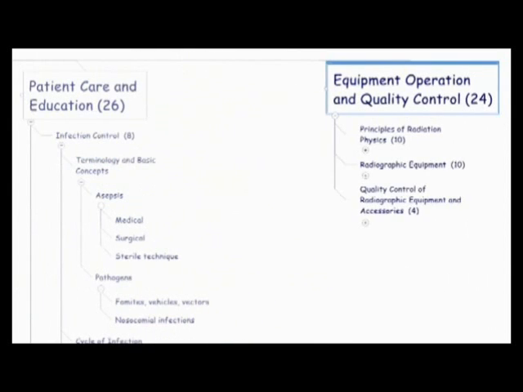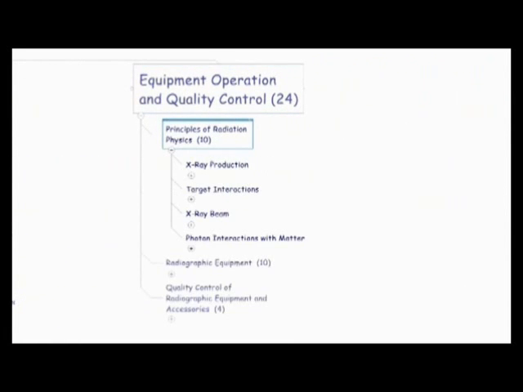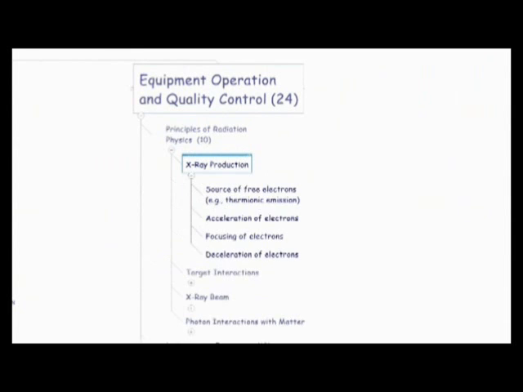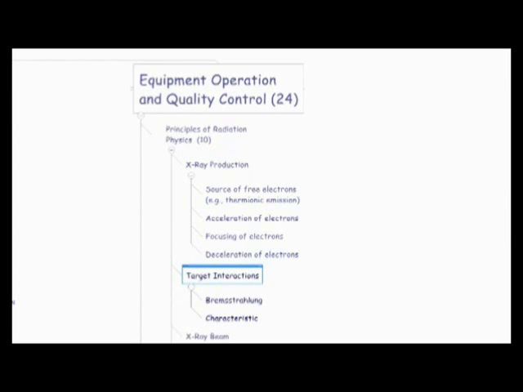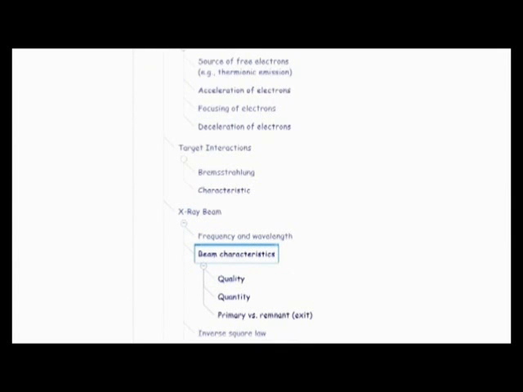So finally, we got to equipment operation and quality control. We're going to start with the principles of radiation physics. We're going to go into X-ray production, the source of free electrons, the acceleration of electrons, the focusing of electrons, and the deceleration of electrons. And then there's the target interactions, the Bremsstrahlung, the characteristic. There's the X-ray beam. There's the frequency and wavelength. There's beam characteristics, the quality, quantity, primary versus remnant, the exit.